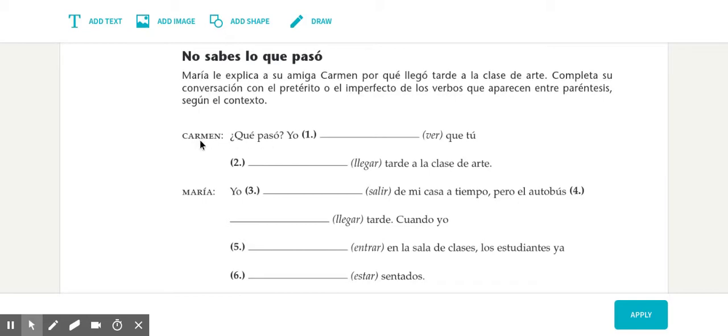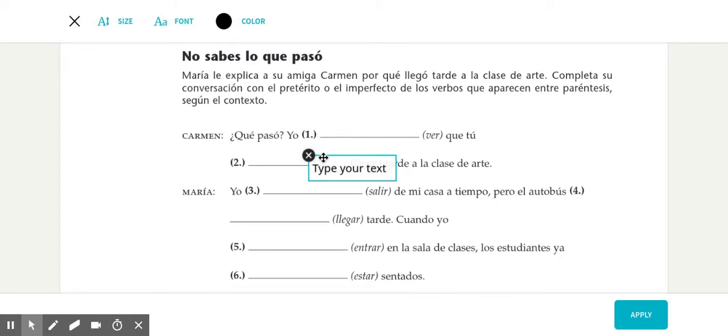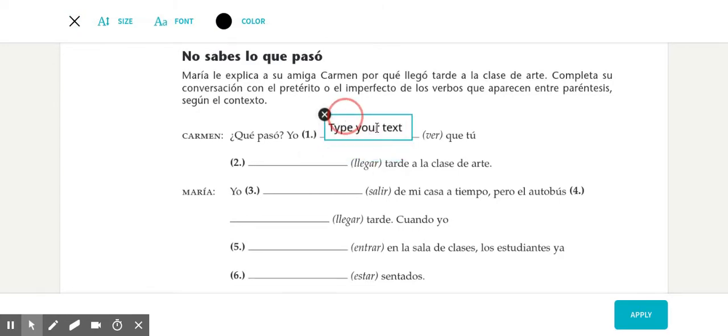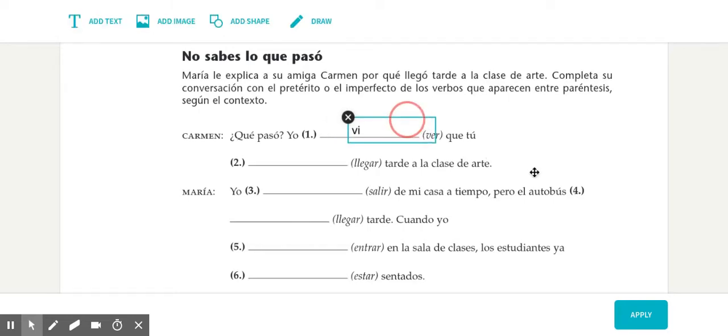¿Qué pasó? Carmen says, what happened? Yo, and then the word is ver, que tú, and then llegar tarde a la clase de arte. So she's saying, I saw that you came late to class, to art class. So would it be preterite or imperfect for ver? And the answer is preterite.